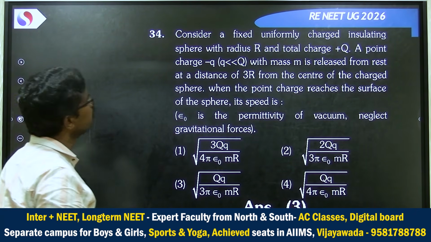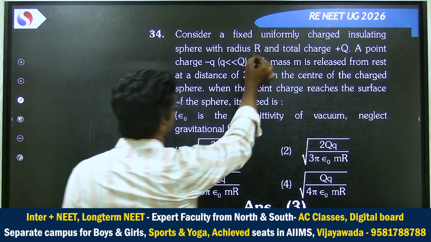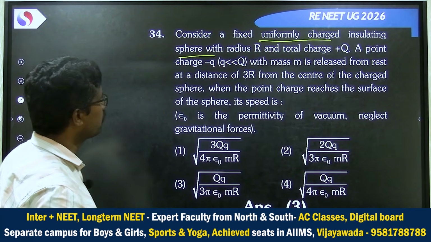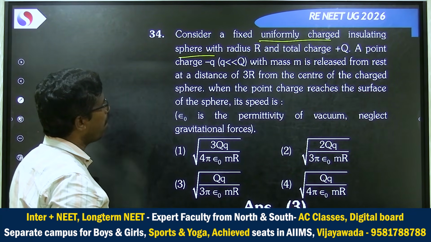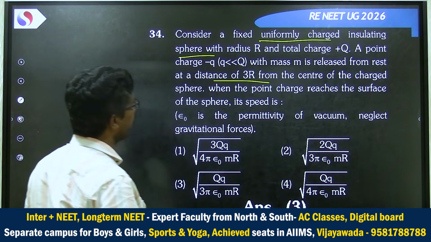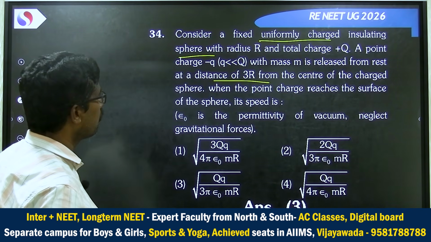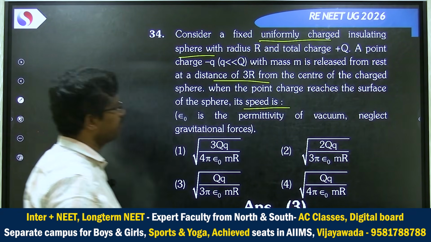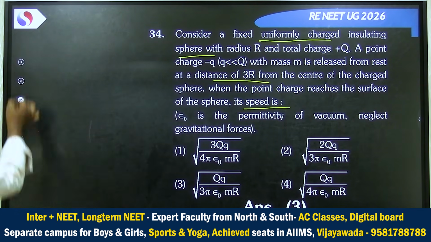Here, a fixed uniformly charged isolated sphere of charge Q and radius R. A point charge is released at a distance 3r from the center of the charged sphere. The point charge reaches the sphere with speed. We have to find the speed. Okay, see.